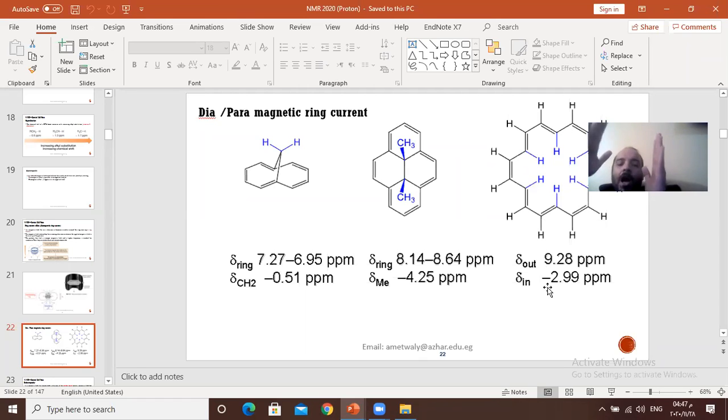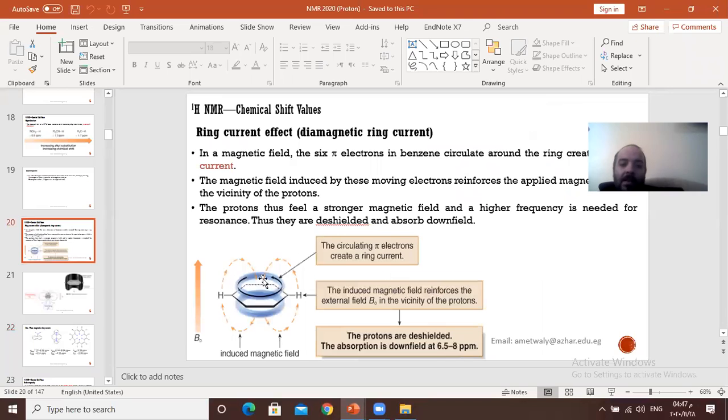It's a very highly shielded proton, and vice versa. The proton outside is highly deshielded, so it appears at 9.8. They are at the same chemical position, but the anisotropy of these pi electrons makes this huge effect. Again, I will give you this one.